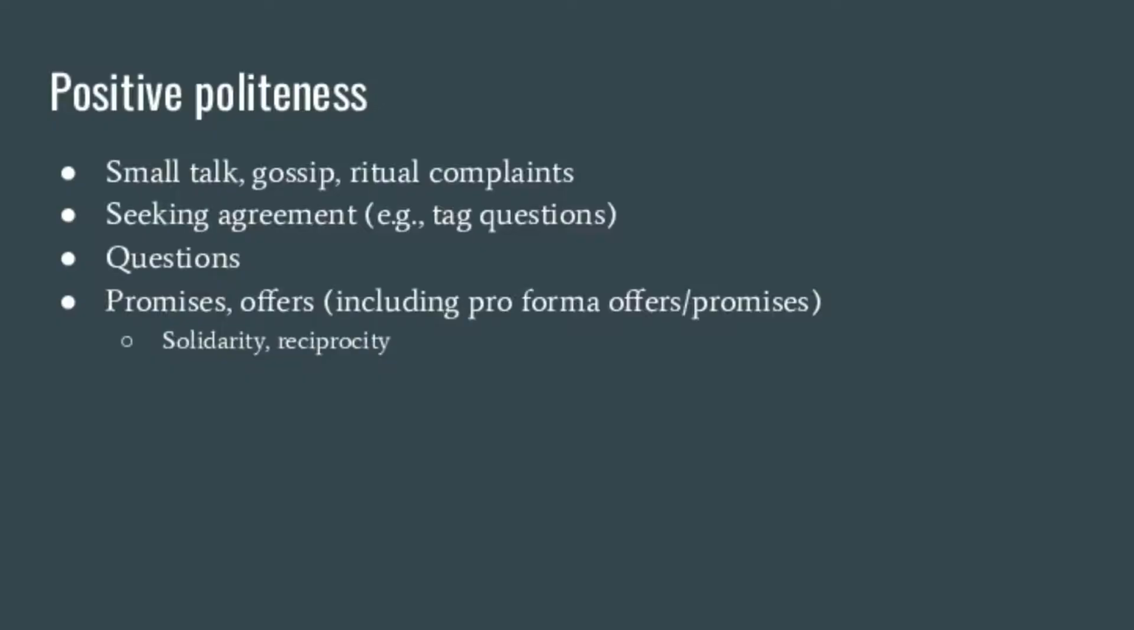Promises and offers. Again, in East Asian cultures, it may be more common to make a pro forma offer, like, "Why don't you come to my house sometime for dinner?" And you don't mean it, you're just being polite. Be careful with Westerners. Westerners are less likely to understand that it's a pro forma offer, and they may think you really want to have dinner sometime. So be careful with that with Westerners, especially Northern Europeans and North Americans, because we don't really do that as much in our culture, and it can be misunderstood.